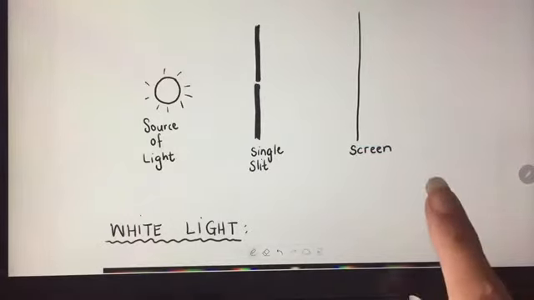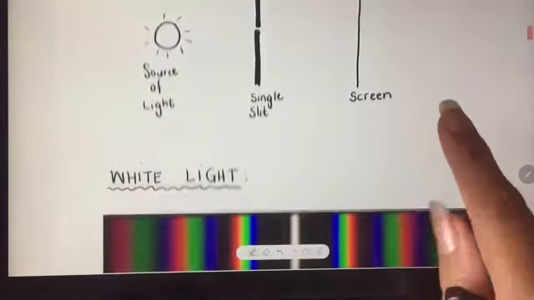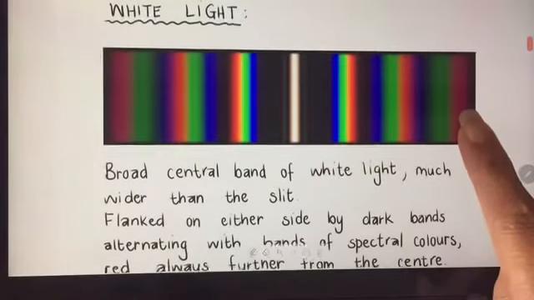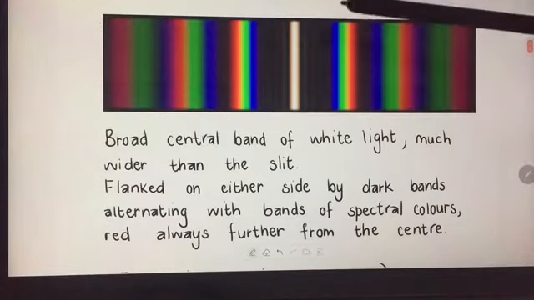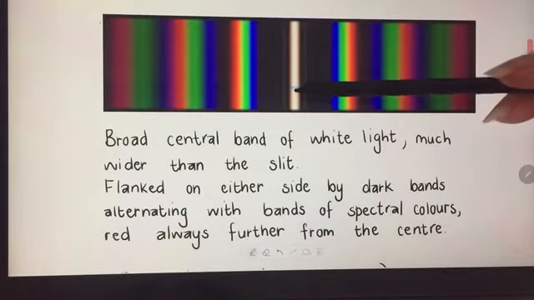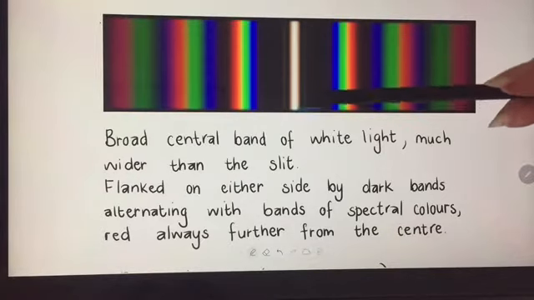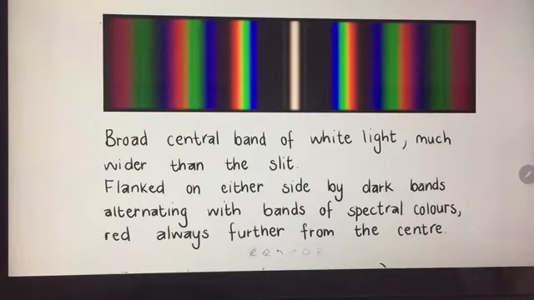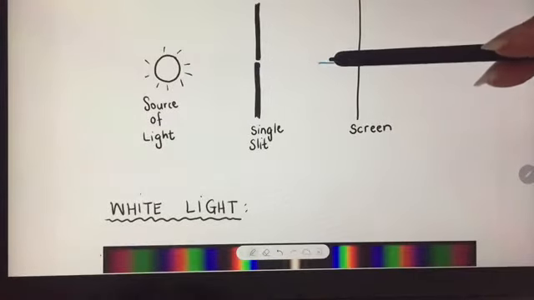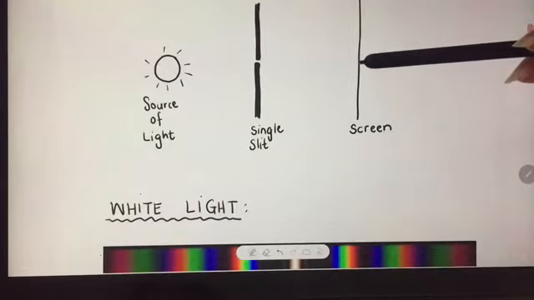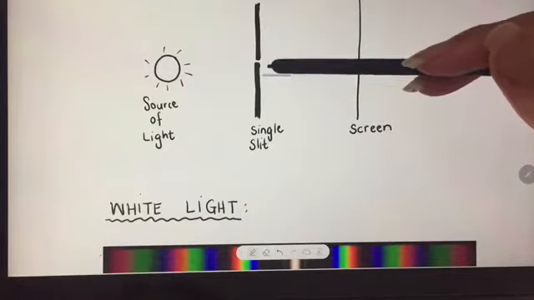So the first part of the experiment, our source of light is normal white light, and then the pattern on the screen looks like this. So we see that in the middle we've got a broad central band of white light, and very important, this band of white light is much wider than the slit. So if we go back over here, this will appear over here on the screen, but much broader than the actual width of the slit that we've got over there.